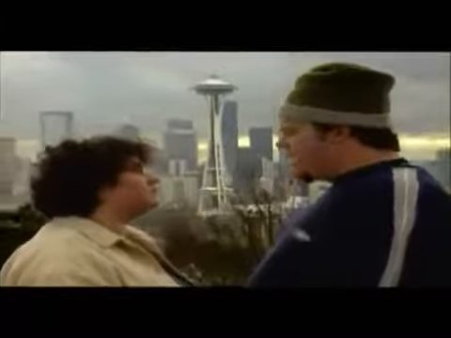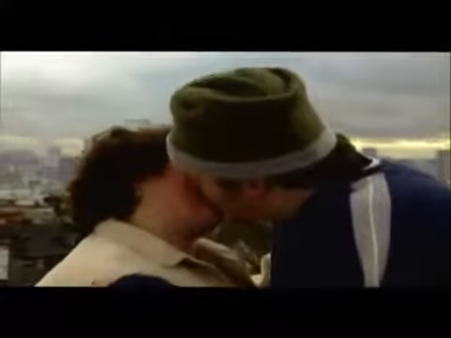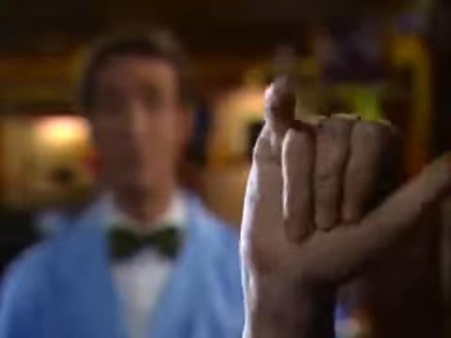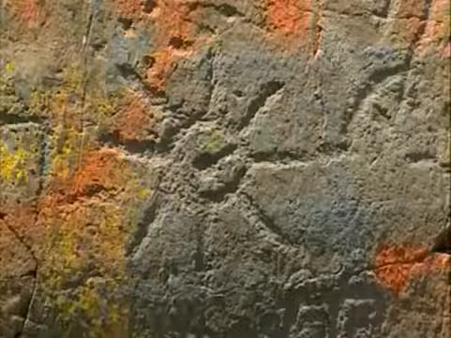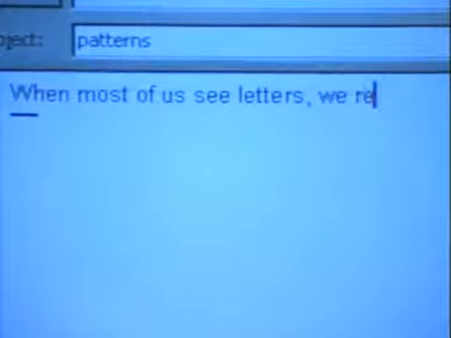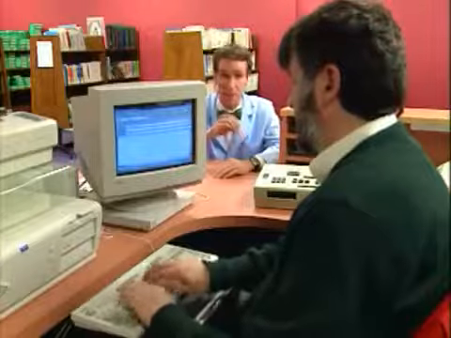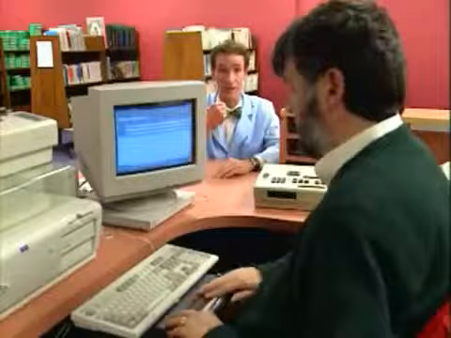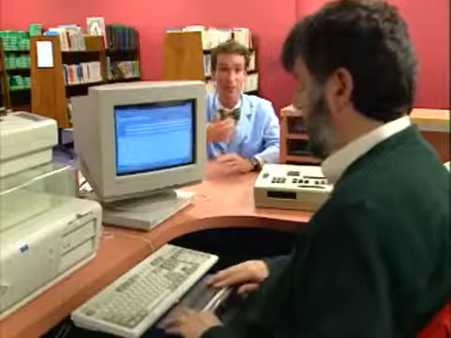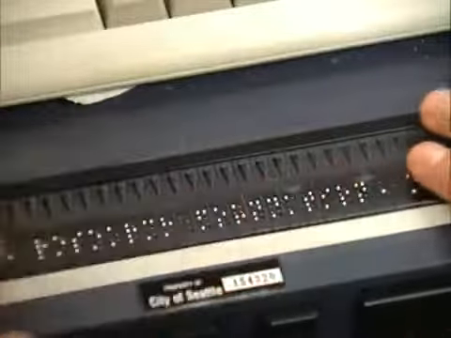Science! We use patterns to communicate. Patterns of gestures. I love you. Patterns of symbols. Peace, dude. Half time! When most of us see letters, we recognize patterns called words that convey meaning. People who can't see use patterns of raised dots to represent the same letters, words, sentences, and stories. It's a different way of reading the same pattern.